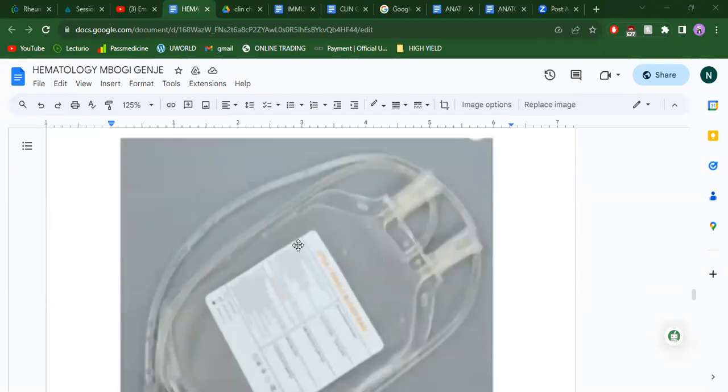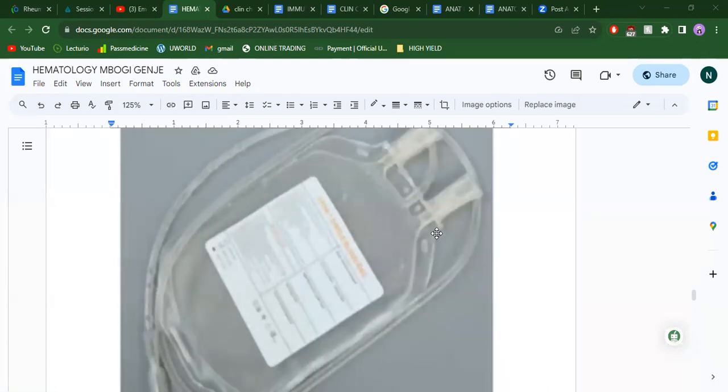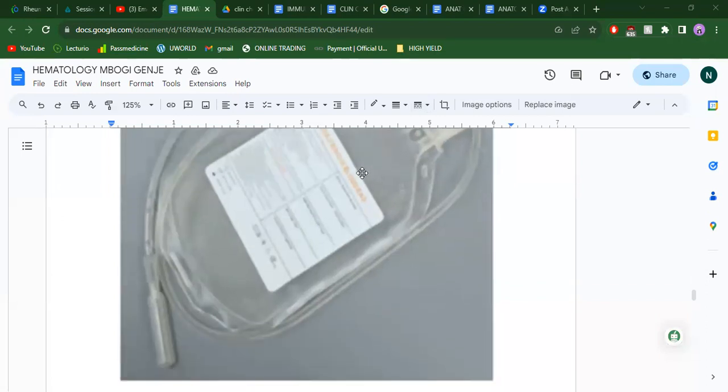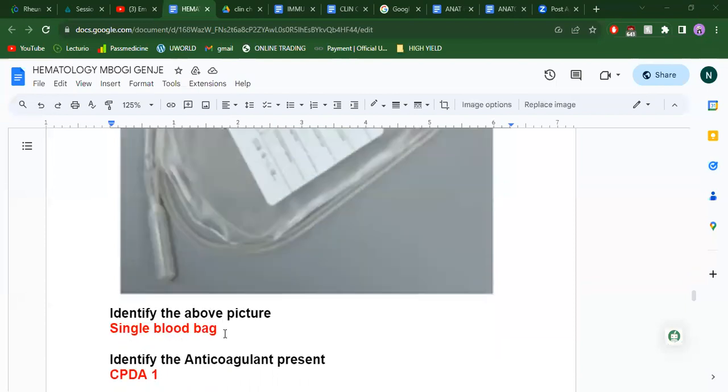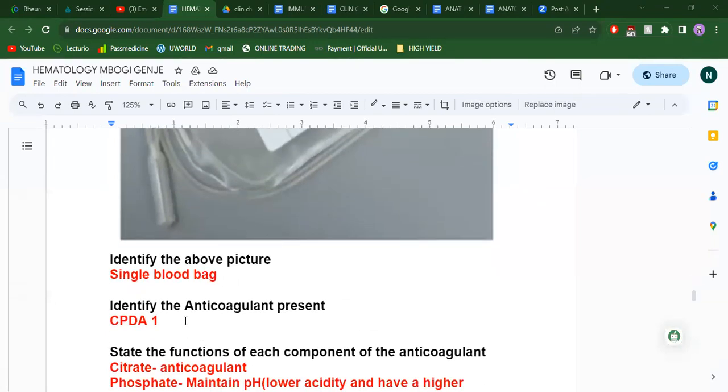So what is this? If you were brought such a picture, what will you write? Maybe you're told to identify the above tool or instrument. It's a single blood bag. Some people say primary blood bag, but if there were two, would you say secondary? No. So it's better to write single blood bag, not primary blood bag. Anticoagulant present: CPDA.